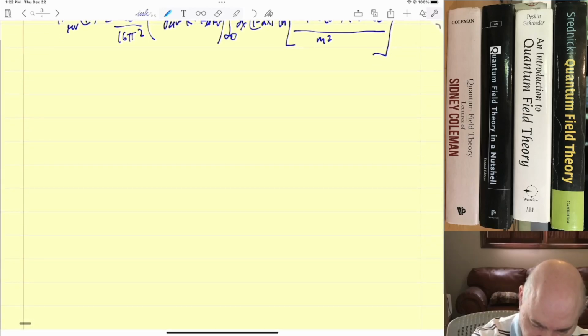So this is again, that's our final answer. This is again transverse, finite, and satisfies the renormalization condition.